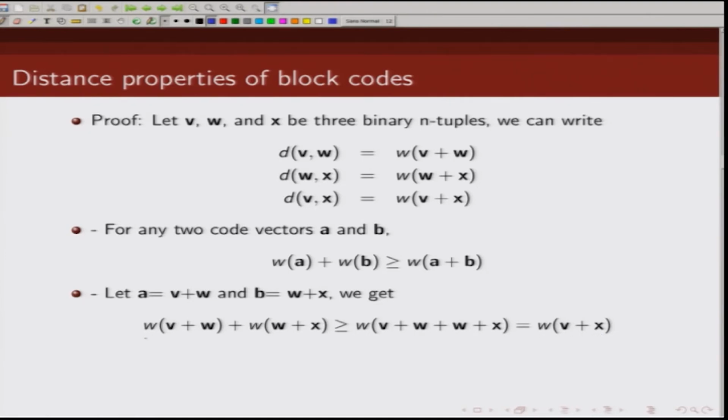This is given by weight of V plus X. So, what we have shown is weight of V plus W plus weight of W plus X is greater than or equal to Hamming weight of V plus X, and weight of V plus W is nothing but Hamming distance between V and W. So, we can replace this by Hamming distance between V and W, this by Hamming distance between W and X, and this by Hamming distance between V and X. Hence, we get the Hamming distance between V and W plus Hamming distance between W and X is greater than or equal to Hamming distance between V and X.